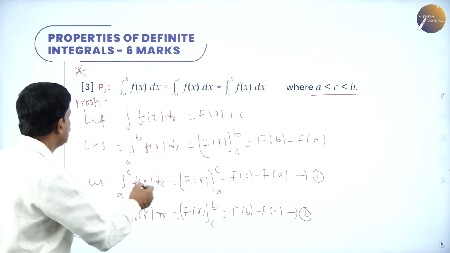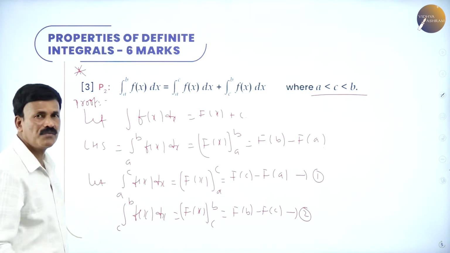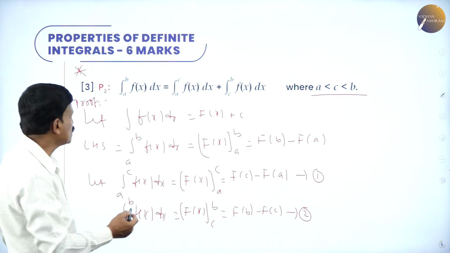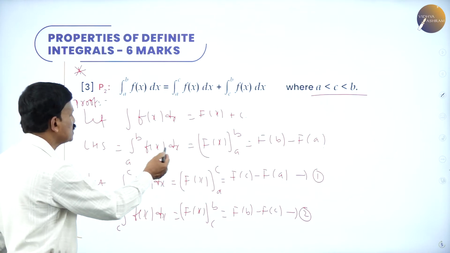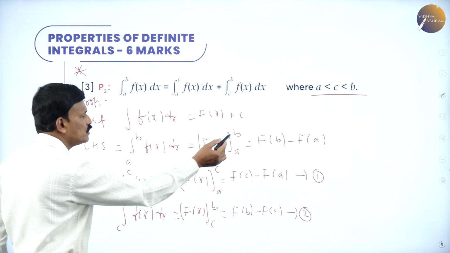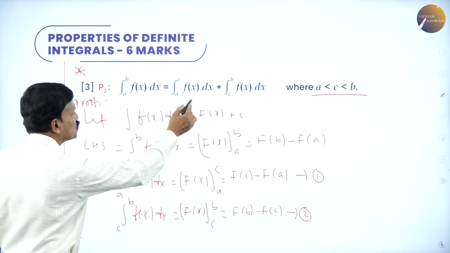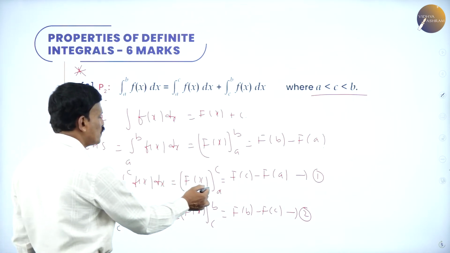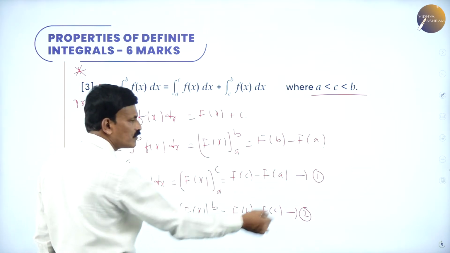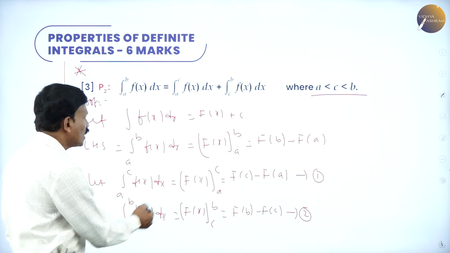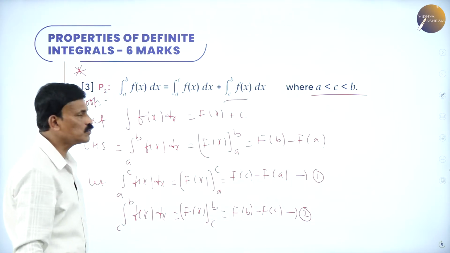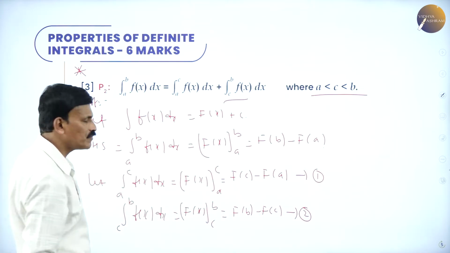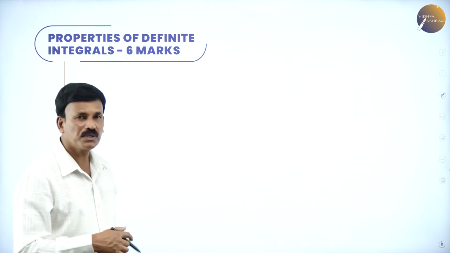That's it. So, listen, let us define: let integral f of x dx be equal to F of x plus c. Come to this LHS. LHS: integral a to b f of x dx is equal to F of x between limits a to b, which is F of b minus F of a. Take these two: integral a to c f of x dx is equal to F of x between limits a to c, which is F of c minus F of a. Represent it as equation number 1. And similarly, take this part: integral c to b f of x dx is equal to F of x between limits c to b, F of b minus F of c. Now, let us come to the next page.